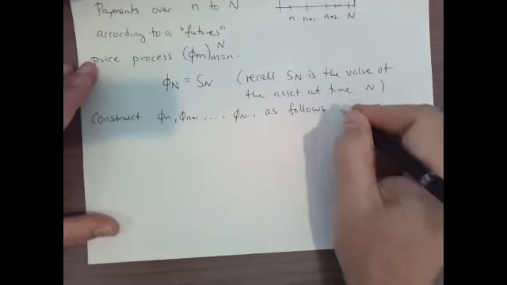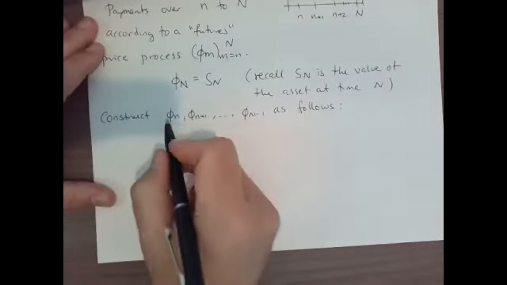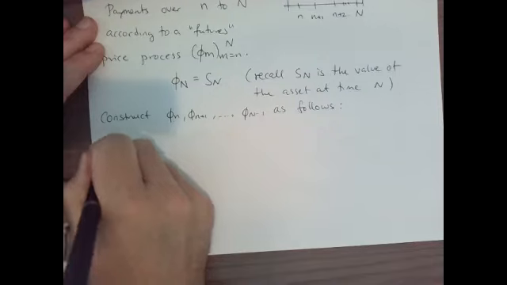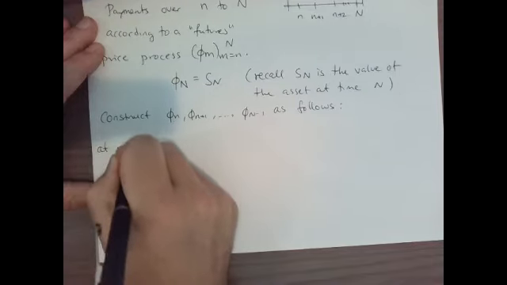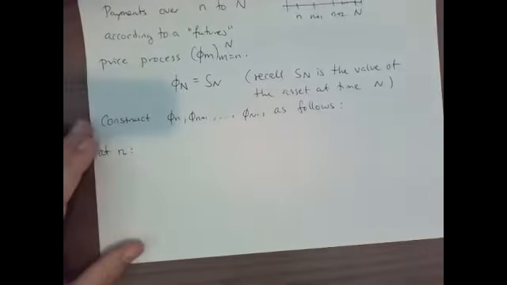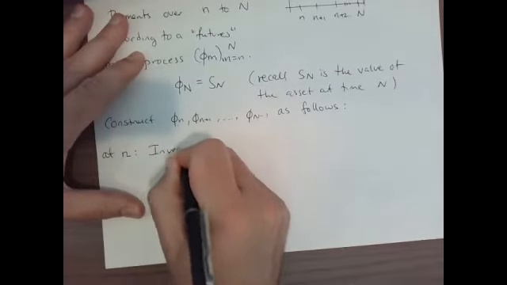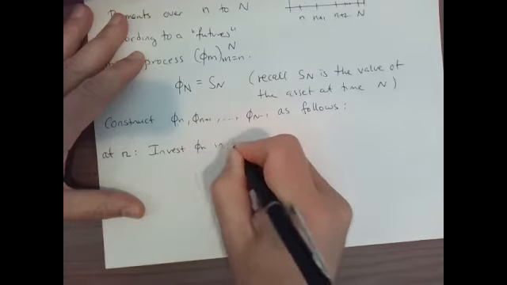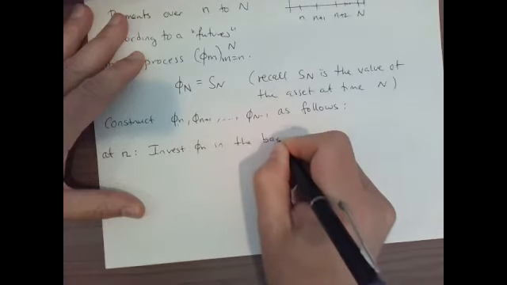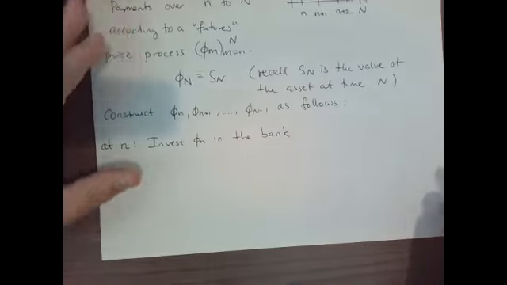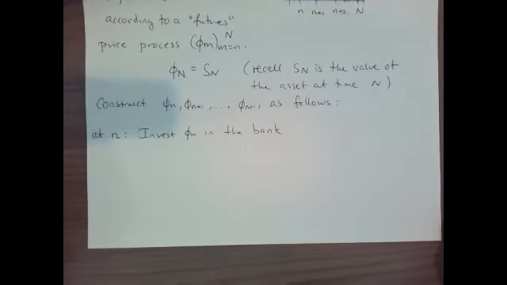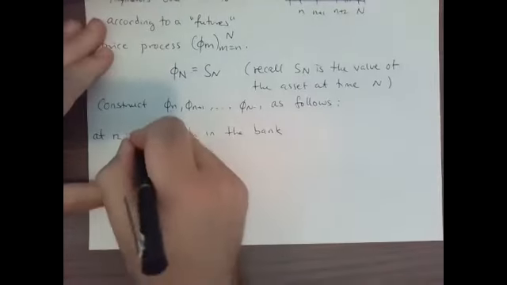And how are we going to do it? Well, we start out with the first one. At time n, what we're going to do is we're going to invest phi n in the bank. And so that's one thing we're going to do.